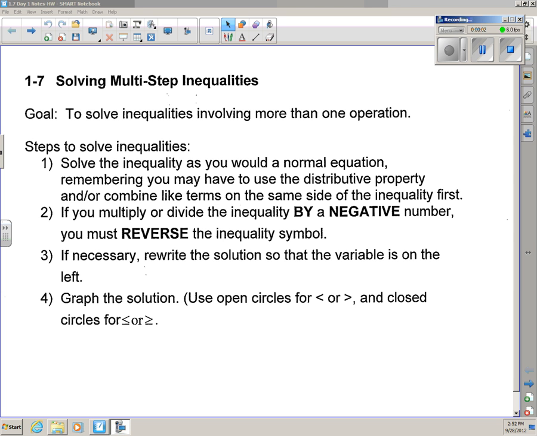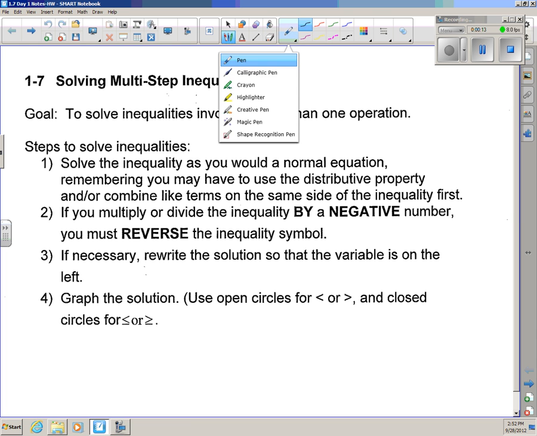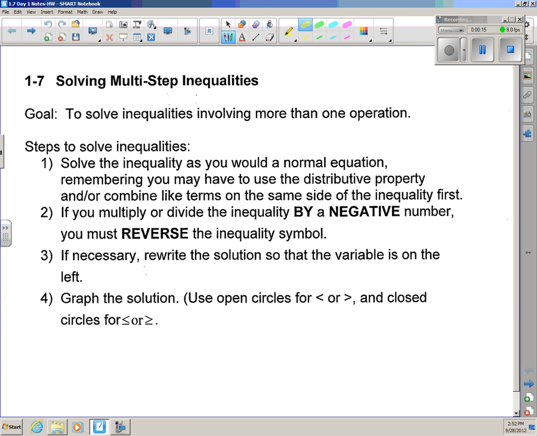Alrighty, so what we're going to do today is solve inequalities. And you need to remember that when you're solving inequalities, you're going to be graphing as well. So here are some of the steps that you need to remember. The first thing that you want to make sure that you do is solve the inequality as you would a normal equation.